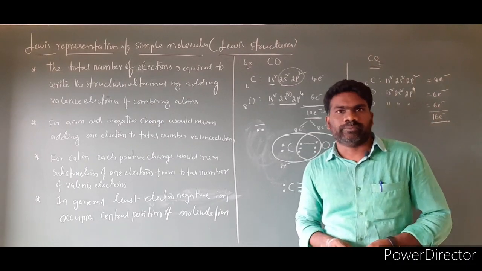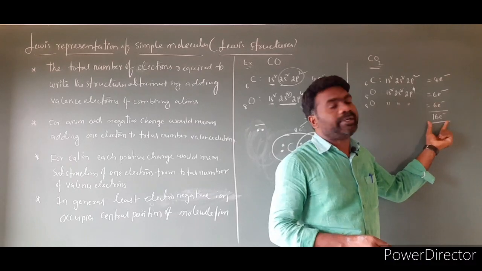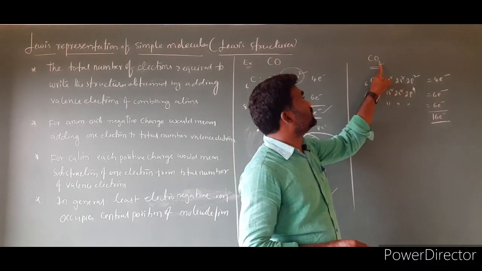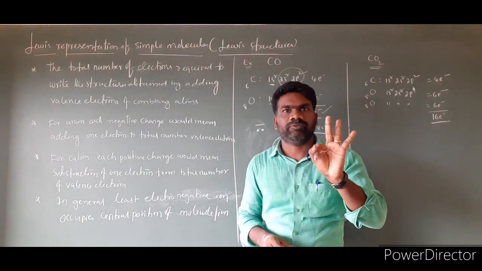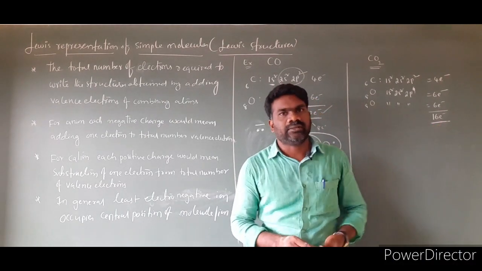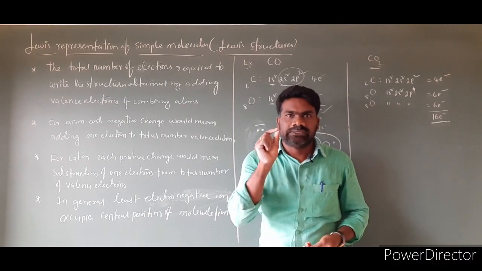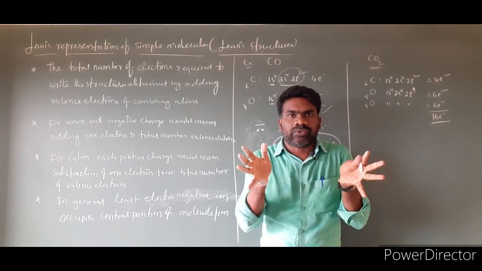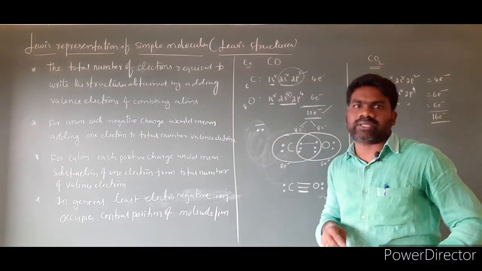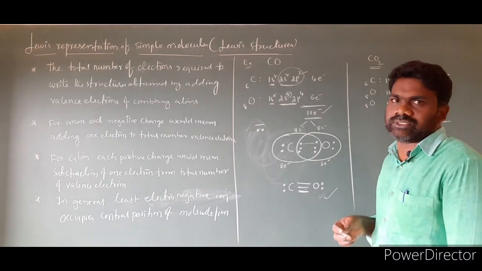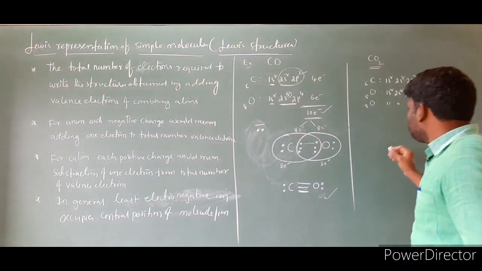Now what do we have to do? These 16 electrons we have to distribute to how many elements? 2 oxygens, 1 carbon, so the total number of elements is 3. What is the condition? Each atom must get 8 electrons, because they must reach octet configuration. In the case of hydrogen, they must reach duplet configuration.